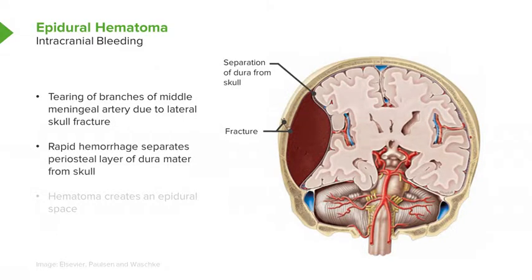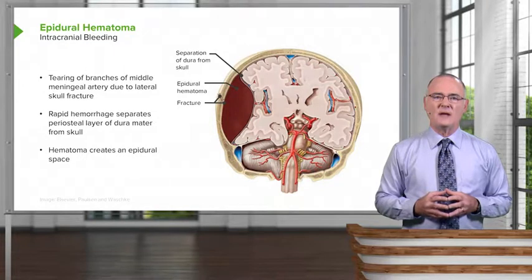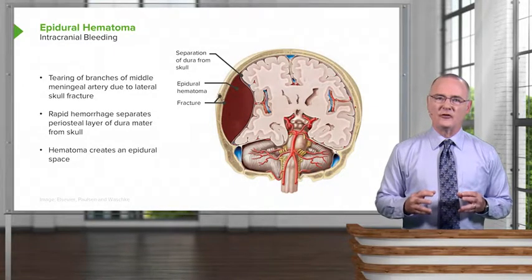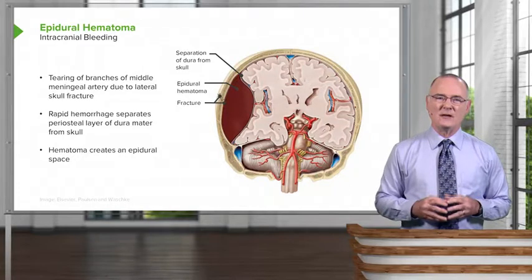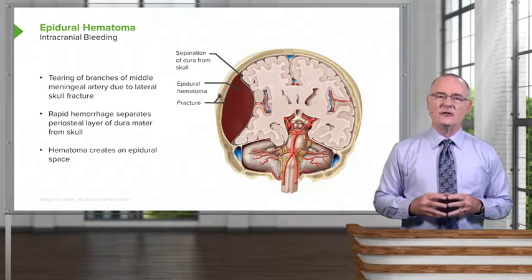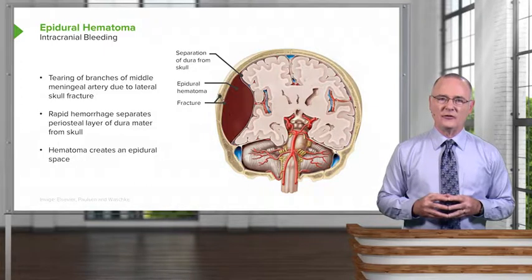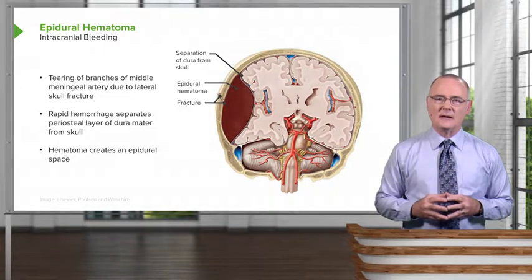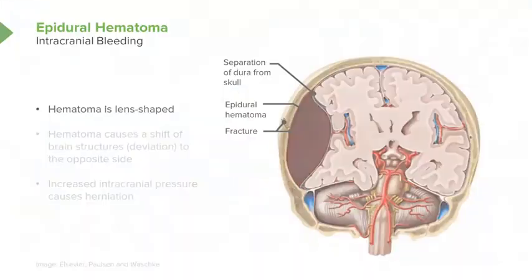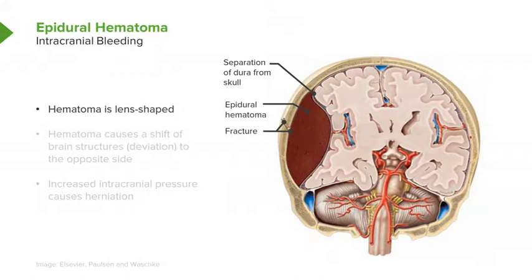And the layer of the dura that is separating from the skull will be the periosteal layer. As a result of the separation of the periosteal layer of the dura mater from the skull, the hematoma creates a pathologic space, which is a bleed into the epidural space. This is normally not present except in this form of pathology. A characteristic of an epidural hematoma is its shape. As we can appreciate in this view, the epidural hematoma will produce a lens-shaped appearance.